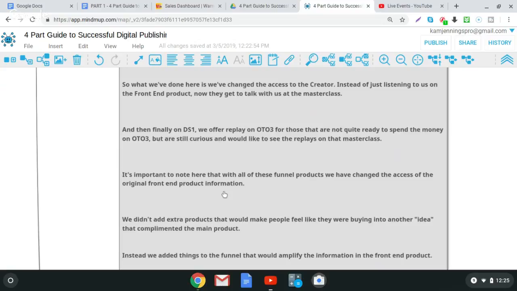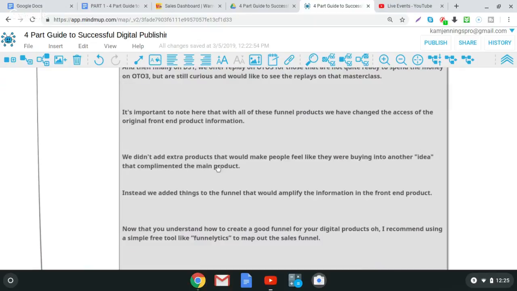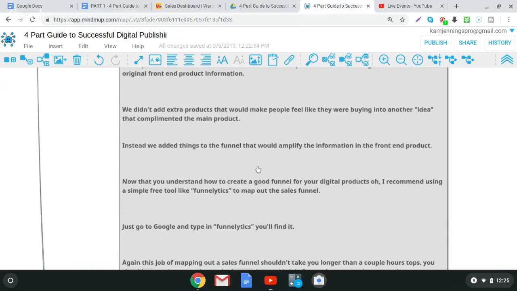It's important to note here that with all these funnel products, we have changed the access of the original front end product information. We didn't add extra products that would make people feel like they were buying into another idea that complemented the main product. Instead, we added things to the funnel that would amplify the information in the front end product.